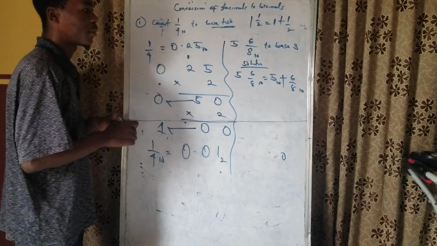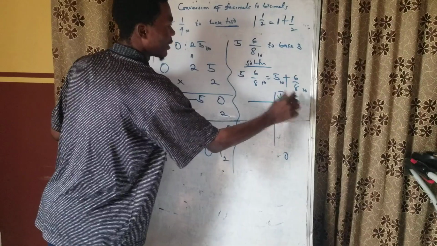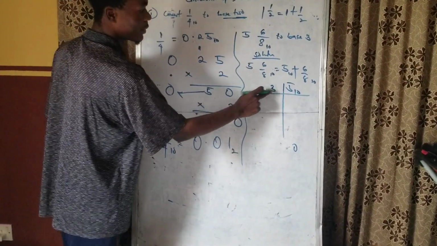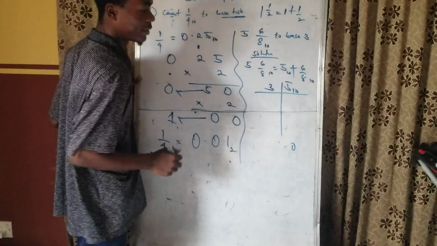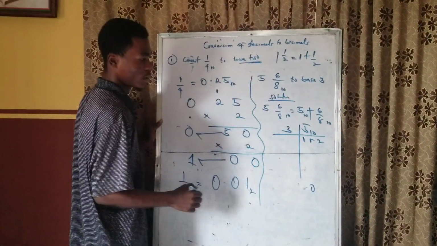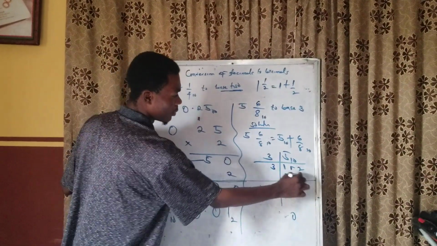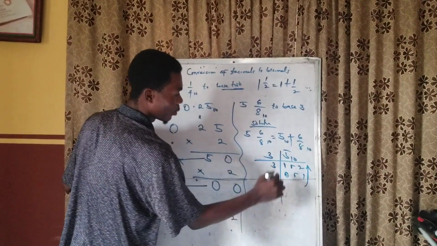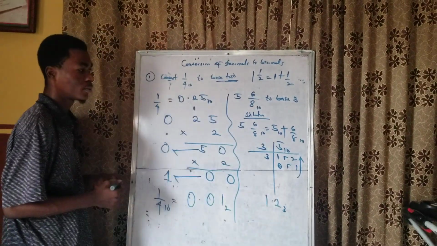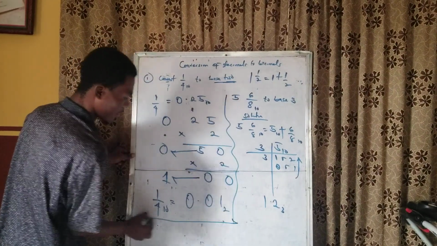So what's the first thing I will have to do? I'll first take this 5 base 10 and convert it to base 3. 5 divided by 3 is 1, remainder 2. Did we get that? And I'm going to drop 3. 1 divided by 3 is 0, remainder 1. So altogether, I'll be having 12 base 3. But we are not done, so I will come back to the 6/8.